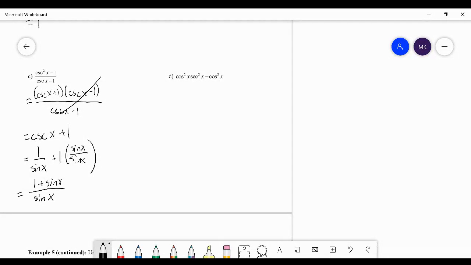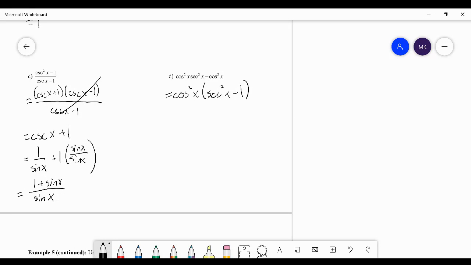If I'm looking at this, I have cosine squared x times secant squared x minus cosine squared x. Again, there's a lot going on, but we see squares, so that leads us to think we might be using some Pythagorean identity or something like that. But sometimes, just as in part C, let's see if we can algebraically simplify these further. Both of these terms have cosine squared in them, so I can factor that out. By doing that, I end up with cosine squared x times secant squared x minus 1.